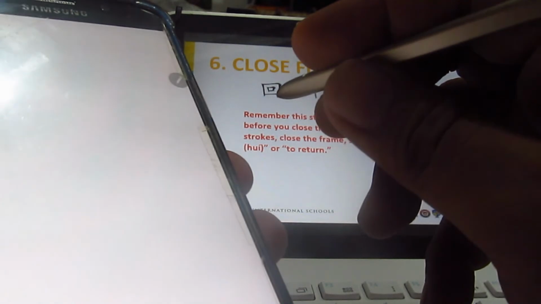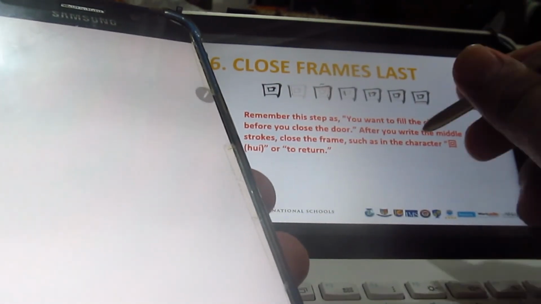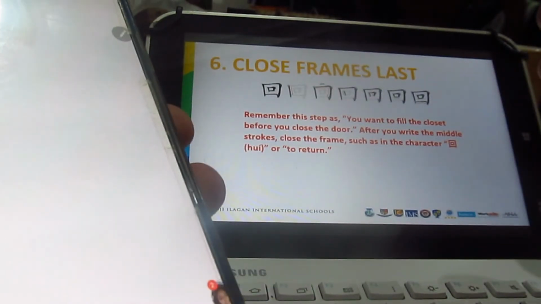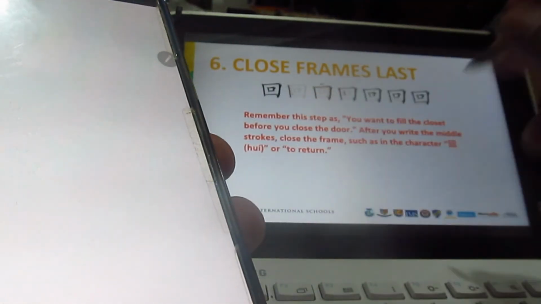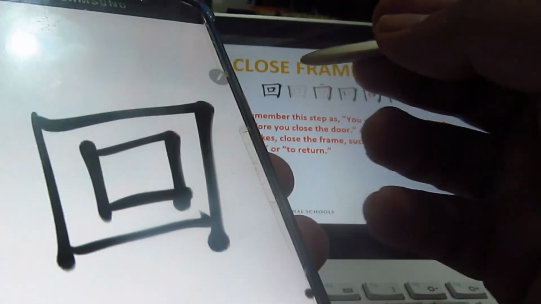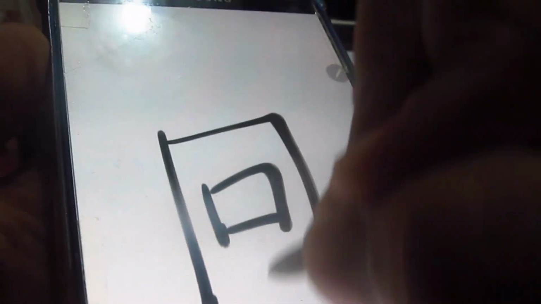Rule number 6, close frames last. You want to fill the closet before you close the door. So before you close the outer box, you have to write the contents first. So for example, the character hui, which means to return, 1, 2, 3, 4, 5, and 6 before you close. So again, write the outer box, but before you close that hengzhe, then make another shuhengzhe, and then heng, and then heng. It's as simple as that. Again, 1, 2, 3, 4, 5, and 6.